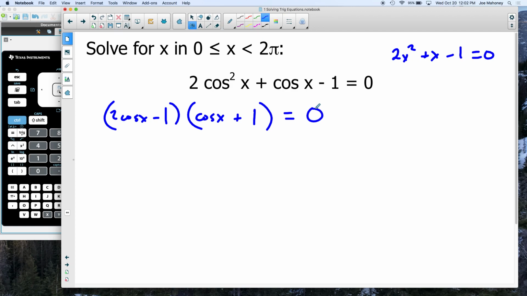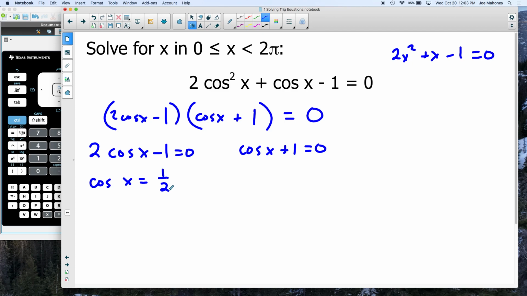So let's see if we can solve this equation now. Again, that zero property says that I can set both of these factors equal to 0. So I want to do 2 cos x minus 1 equals 0, and cosine x plus 1 equals 0. If I solve the equation on the left, I add 1 to both sides and divide by 2. I'm going to get cosine x equals 1/2. Okay, I know that. That's another angle that I have.